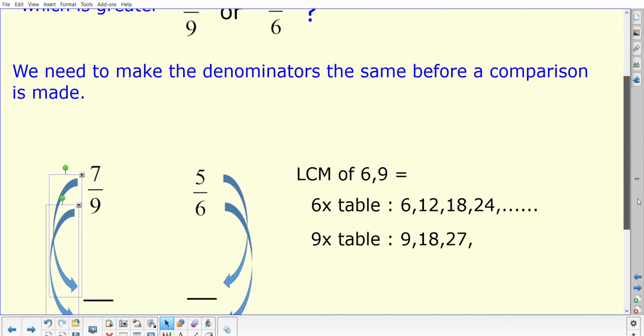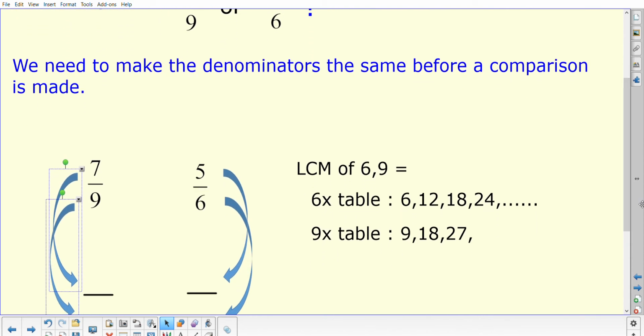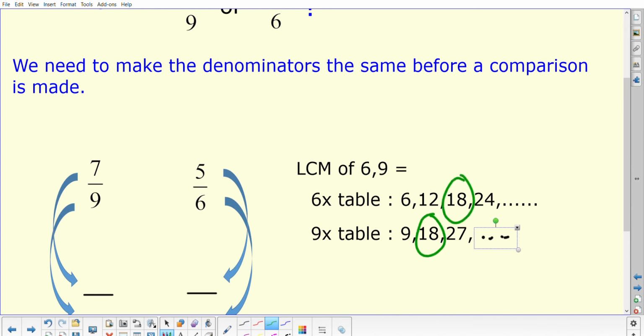So lowest common multiple of 6 and 9. We'll be looking for you to go through your 6 times table. So I've got it written out here, the start of it, 6, 12, 18 and so on. Your 9 times table, 9, 18, 27 and so on for that. So we'll be looking for you to know, or hopefully spot, that 18 is common to both of those times tables, and it's the first number that's in both.